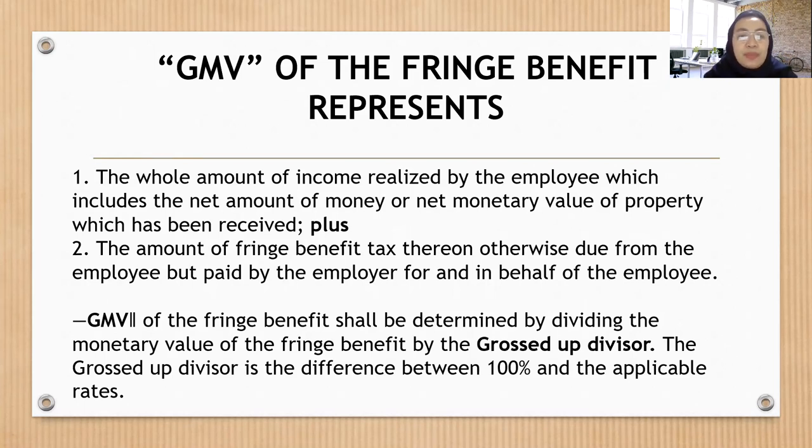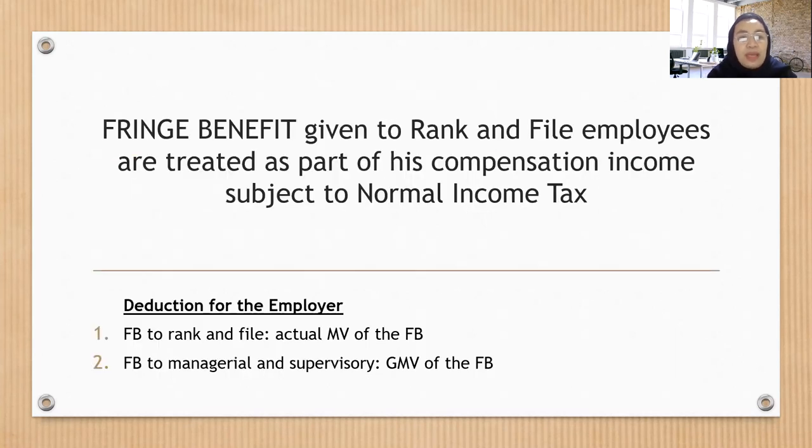So it represents the actual monetary value and the tax component. That's why it's grossed up. The 100% grossed up divisor. Okay. So just to reiterate, if the fringe benefits are given to rank and file employees, they are treated as part of his compensation income, subject to normal income tax. So the employer is allowed to deduct the fringe benefit amount given to the rank and file employee, and the gross up monetary value if the fringe benefit is given to managerial and supervisory employees. And there are two components of the GMV. They are the actual monetary value and the fringe benefits tax.